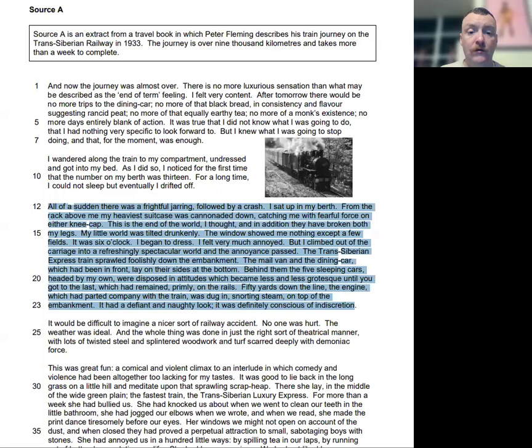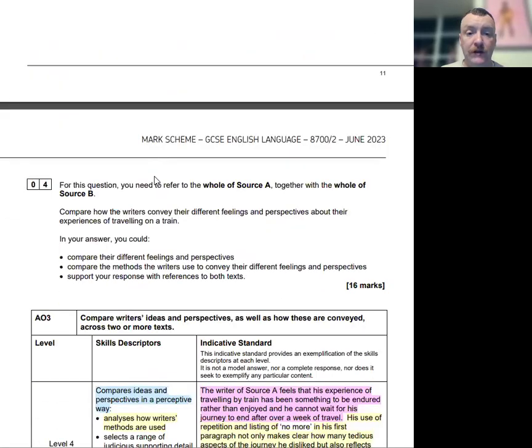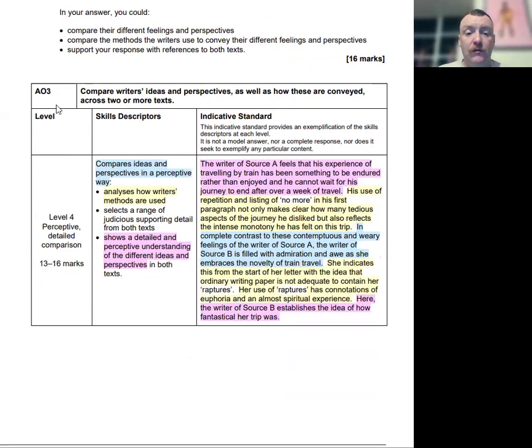So for question number 4, I will just scroll down here. So what we are doing, we are addressing assessment objective 3, compare writers' ideas and perspectives as well as how these are conveyed across 2 or more texts. So you're comparing, you're bringing 2 things together. We know that both sources are concerned with train travel, but we also know that they're different as well because there are different experiences. Some similarities, some differences.